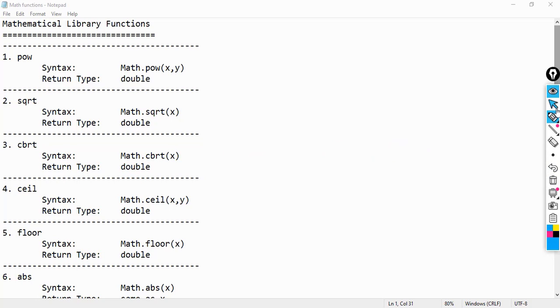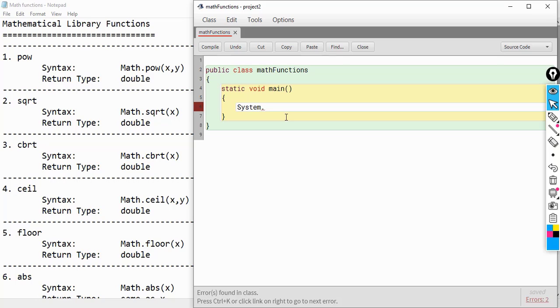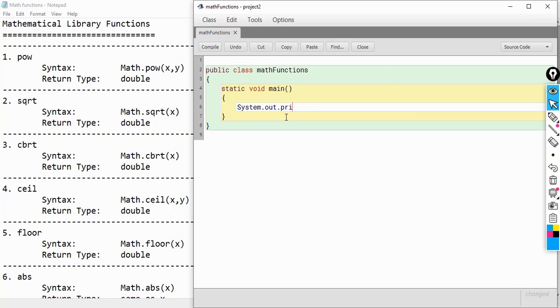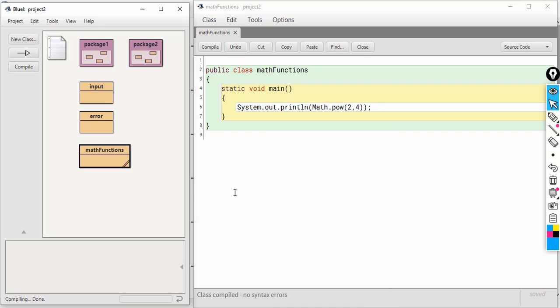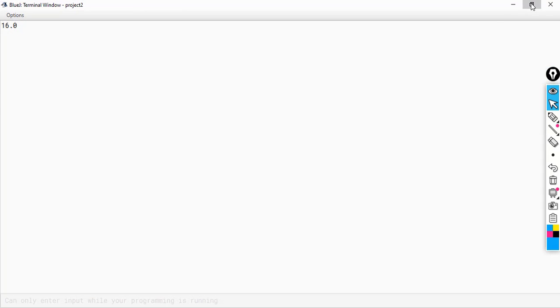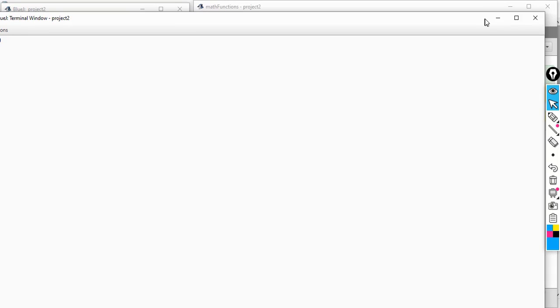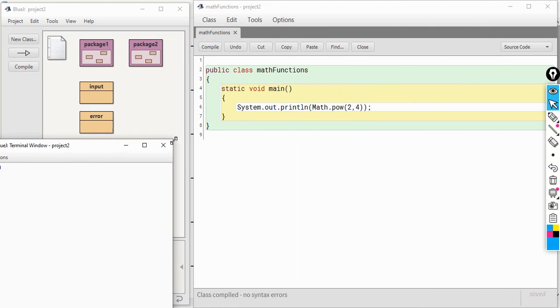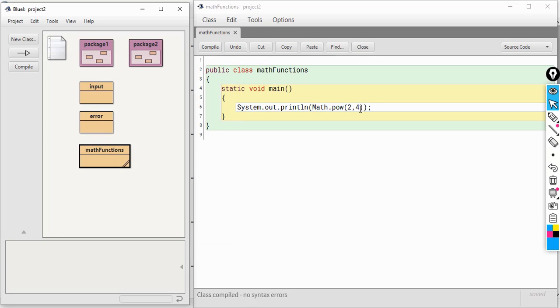So, let's look at these three different functions in BlueJ. First is math.pow, 2, 4. 2, 4 should give me 16. Let us have a look. As you can see, the answer is 16.0. We have to keep in mind the return type. The return type is a double. So, the answer is 16.0.